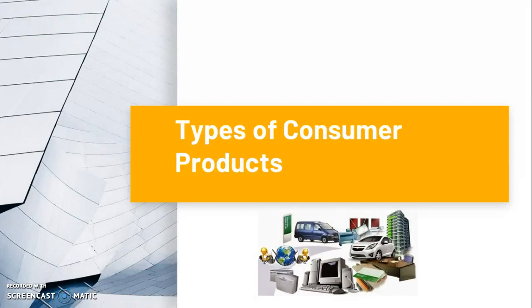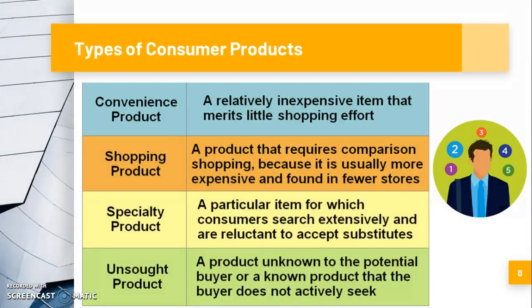Okay, now we're going to talk about the types of consumer products. This also influences marketing activities. There are 4 main ones. There must be more, but the main ones are these. So there is the convenience product. It's a relatively inexpensive item that merits little shopping effort.